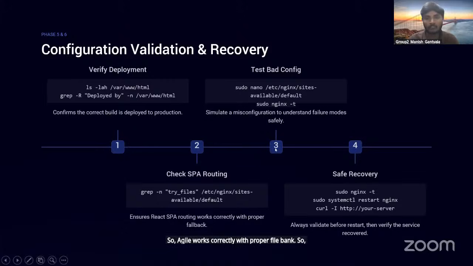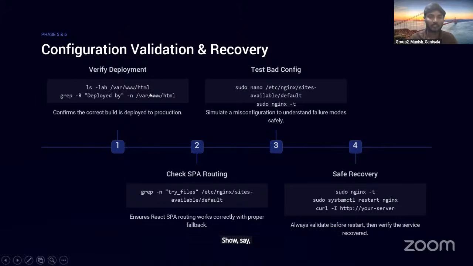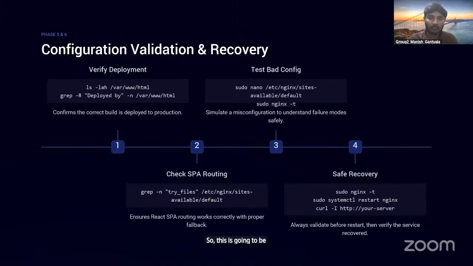After that we have the bad test config. It simulates, it shows any misconfiguration to understand failure modes safely. And after that we have safe recovery. Here we always have to validate before restart, then verify the service has recovered. So this is what we can do to recover the process if you get any failures. So this is going to be done in real prod.